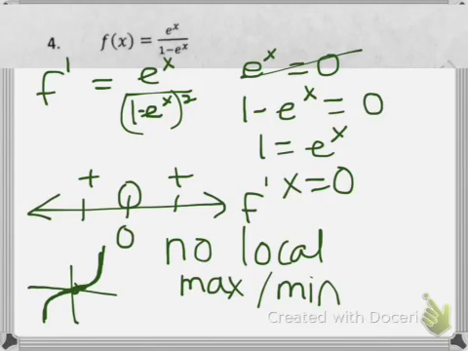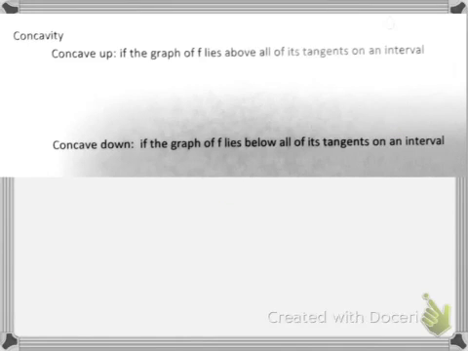And sometimes what will happen is that's not differentiable, but you still have a local max or min. Okay. Next thing, concavity. So I've quickly talked about it, but I haven't actually done any problems with it. Okay, so a graph is considered concave up if the graph of f lies above all of its tangents on an interval. Just meaning facing up. That's concave up. Okay, why?